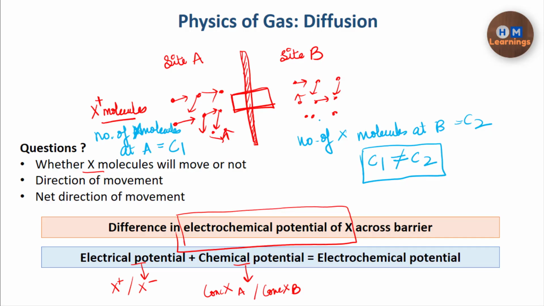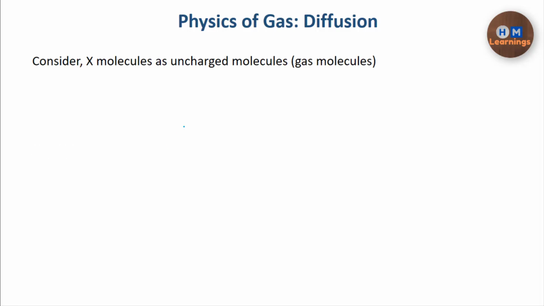Again, electrical potential is what? There were more positive charges at side A as compared to side B. Now for this example, consider that the X molecules are uncharged molecules, like gas molecules, oxygen, carbon dioxide. In that case, what will happen? The electrical potential has no role here because there is no charge. Whether the oxygen molecules are present at side A or side B, the electrical potential is going to be zero on both sides.